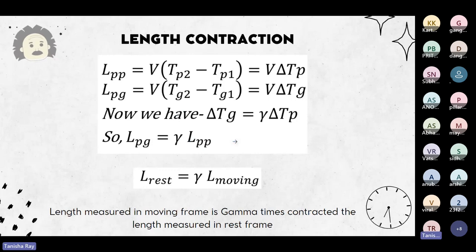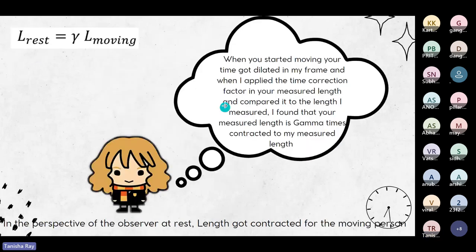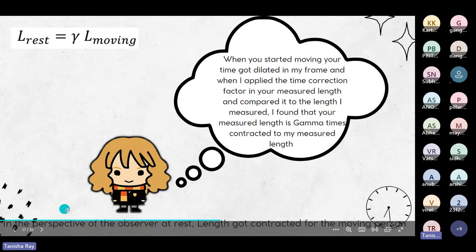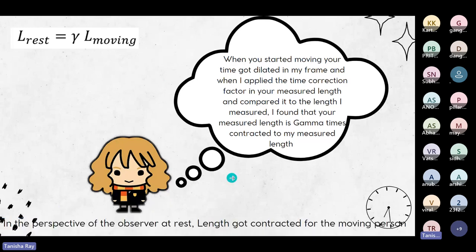Now let's look at the situation from Hermione's perspective once again. She is saying, hey, Potter, listen, when you started moving, your time got dilated in my frame. And when I apply the time correction factor in your measured length and compare it to the length that I measured, I found that your measured length is gamma times contracted to my measured length. His measured length is gamma times contracted to her measured length. So in the perspective of the observer at rest, length got contracted for the moving person. I hope this is clear.